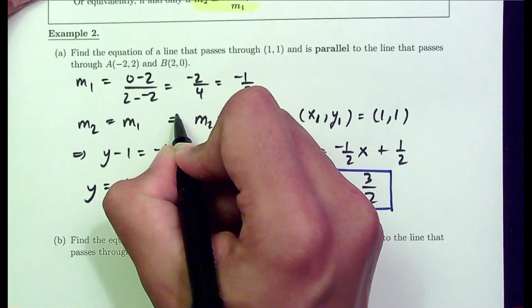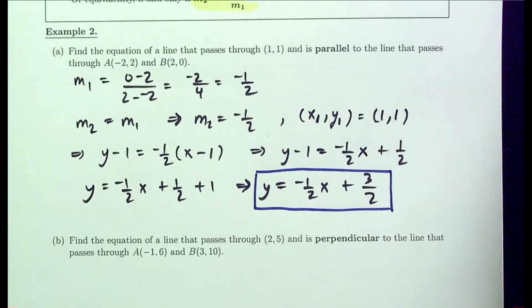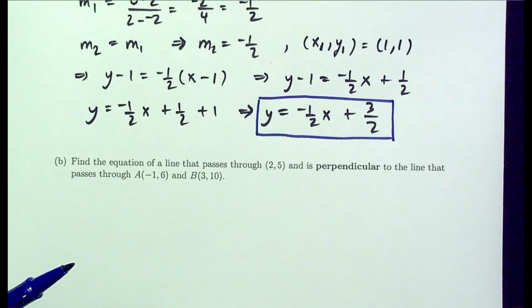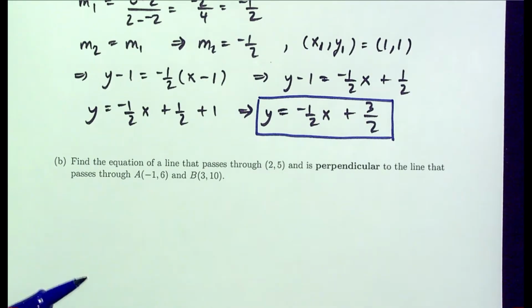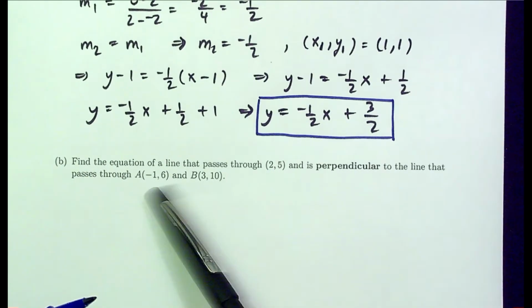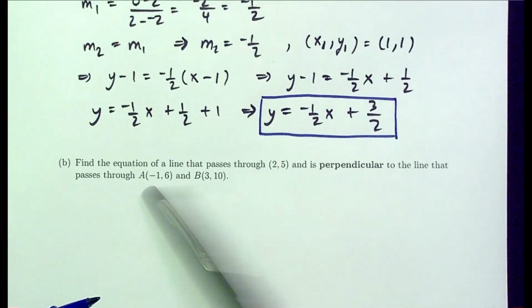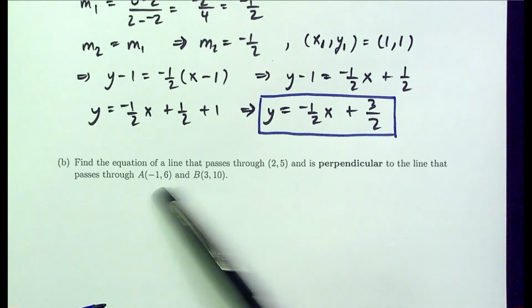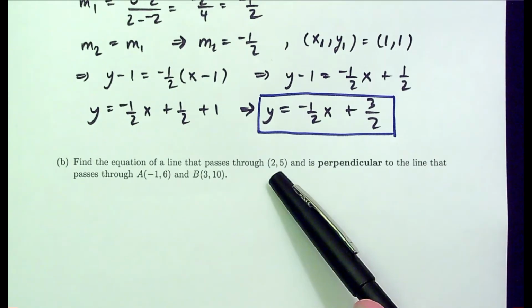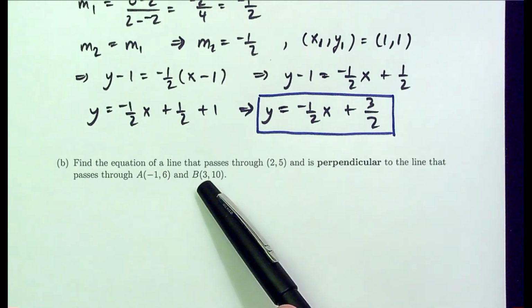Okay, that's the equation of the line. Now we would like to do an example of a perpendicular one. It's really the same idea. This one says find the equation of a line that passes through 2, 5 and is perpendicular to the line that passes through A and B, where now A is negative 1, 6 and B is 3, 10. So we're looking for the equation of a line that passes through this point and is perpendicular to the line that passes through these 2 points.